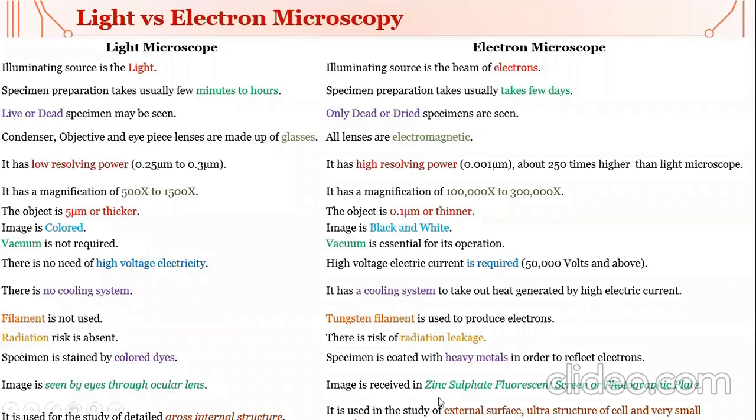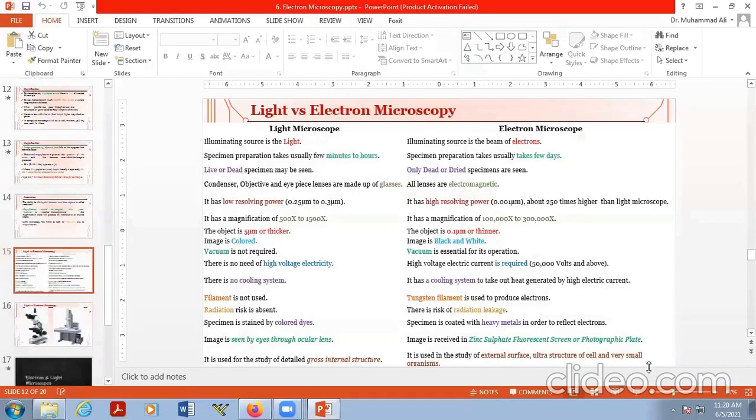In the electron microscope, the image is received on a zinc sulfate fluorescent screen or photographic plate. The light microscope is used to study internal structures, but the electron microscope is used in the study of external structure, the ultrastructure of cells, and very small organisms. And that's it.